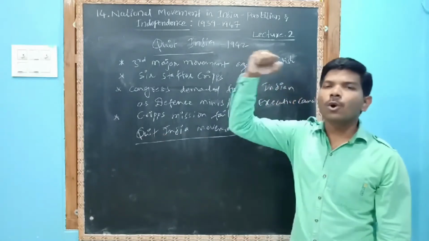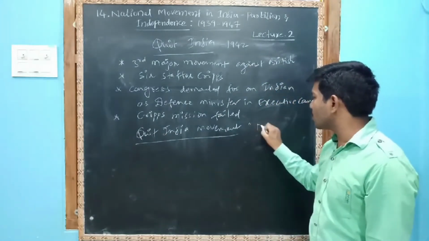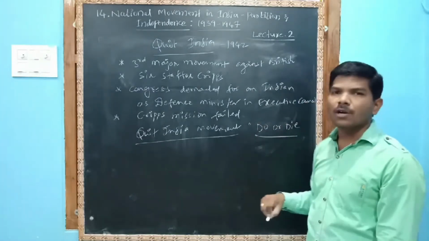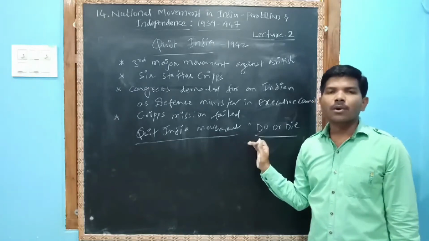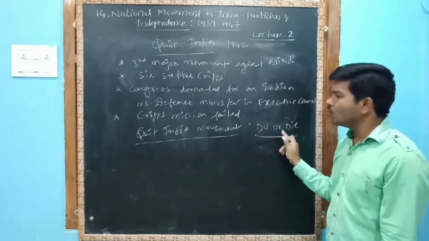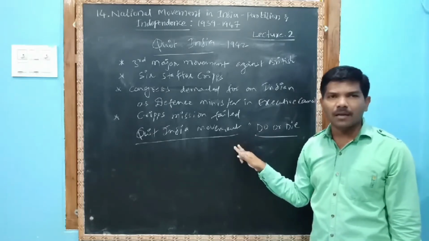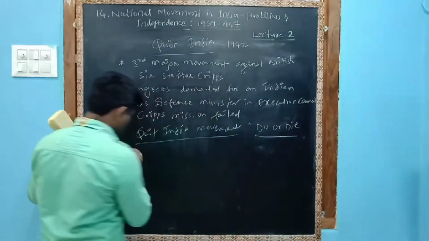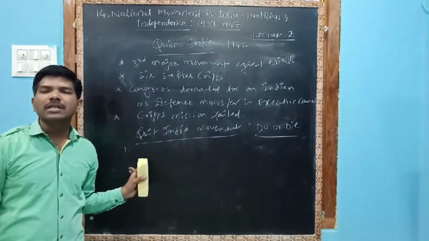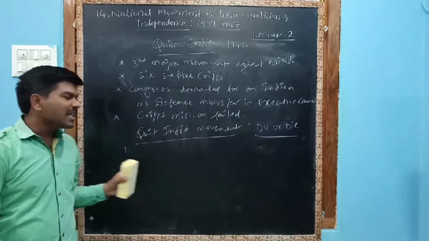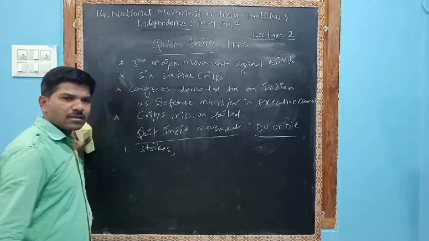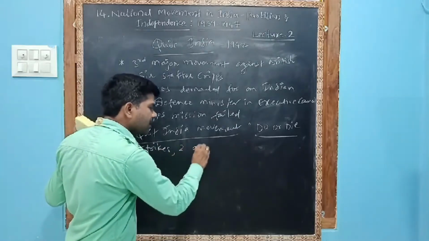The main slogan of Quit India, as you know, was "Do or die". Karo ya maro in Hindi, Cheyandi leda chavandi in Telugu. The Quit India movement began. What programs did they launch in it? The important programs were, first, strikes were organized, and second, acts of sabotage.